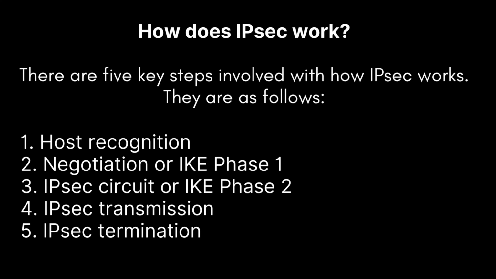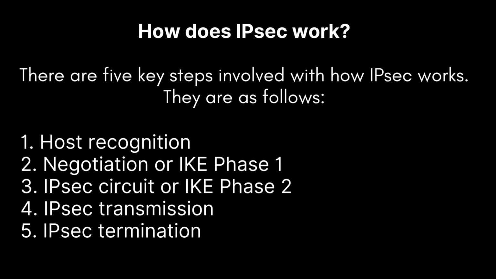How does IP security really work? There are five key steps involved in the IP security working process. First, host recognition, where it begins when a host system recognizes that a packet needs protection and will be transmitted using IP security policies. These packets trigger the security policies. When an incoming packet is determined to be interesting, the host system verifies that it has been properly encrypted and authenticated.